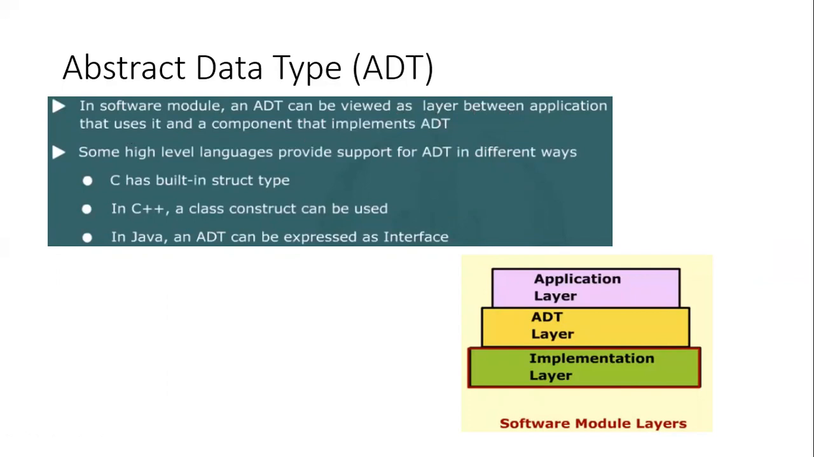Some high-level languages provide support for abstract data types in different ways. C has a built-in struct type. In C++, a class construct can be used. In Java, an abstract data type can be expressed as an interface. So there is the implementation layer, the abstract data type layer, and the application layer. This is the hierarchy. Next we will review the basic concepts from object-oriented programming languages.